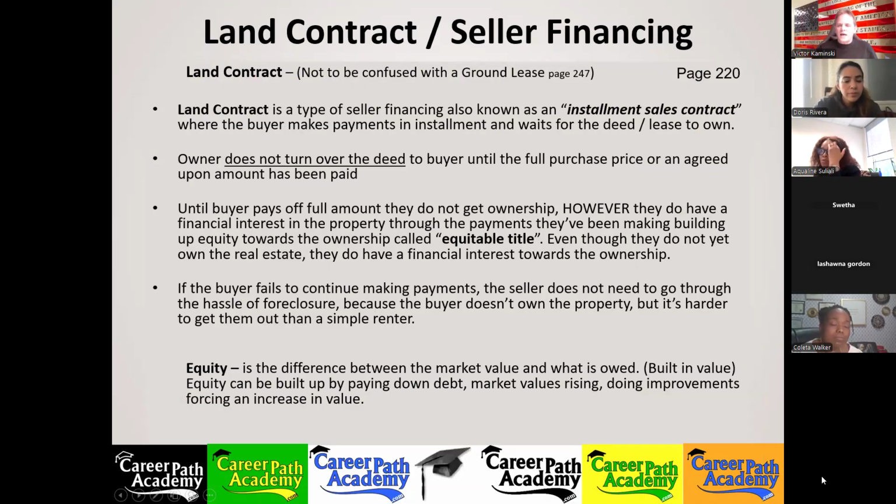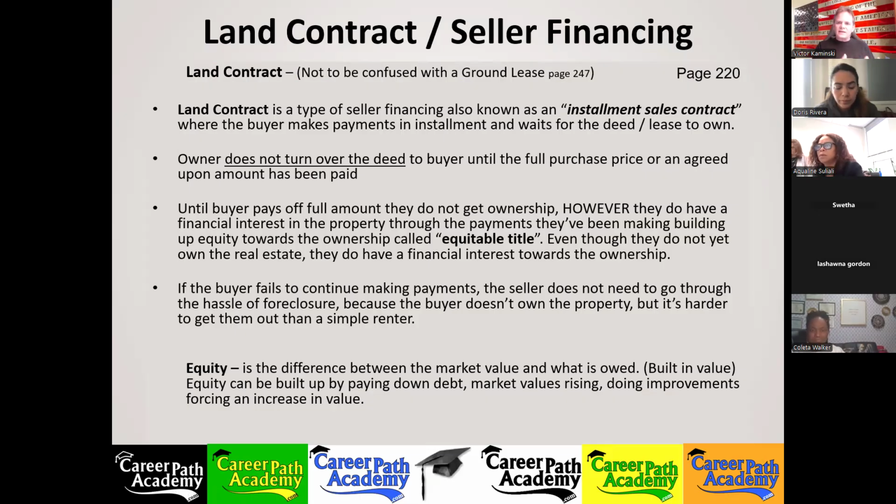Here's my slide for land contracts, which you'll need to know for exams. A land contract should not be confused with a ground lease, which we're going to go over in the next chapter. A land contract is a type of seller financing. It's also known as an installment sales contract because you're making payments in installments and then you're waiting for the deed. So it's kind of like a lease to own.